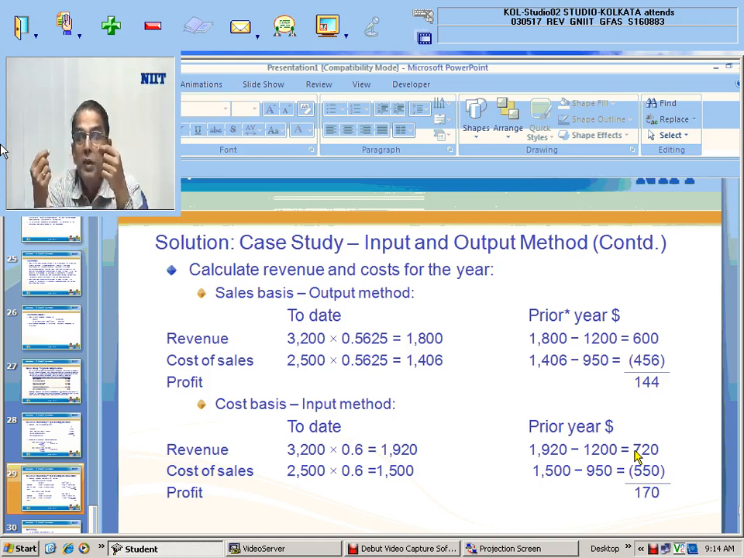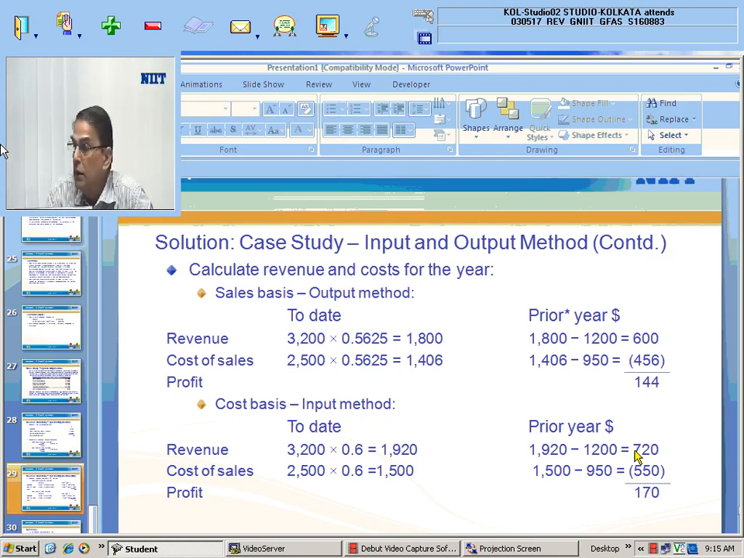So using the output method, revenue of 600 would be recognized under the contract in the current year. Cost would be recognized at 456 for the current year, and the profit for the current year under the contract would be 144. I hope this is clear to all of you, because we are now calculating revenue based on the measure of progress towards completion using the output method.